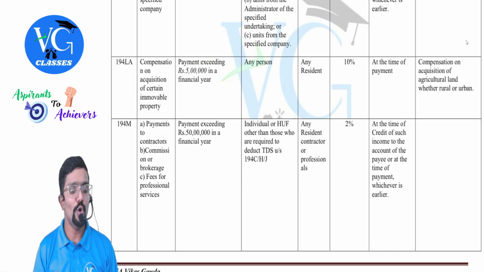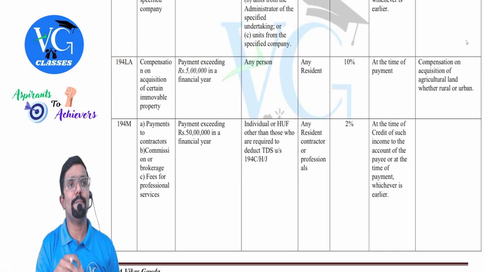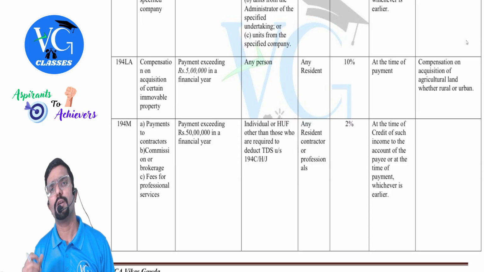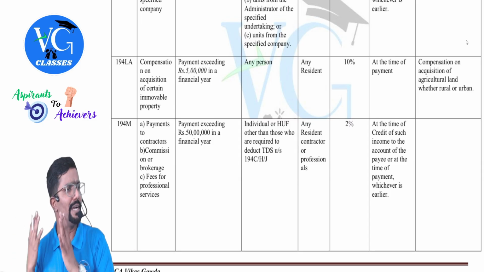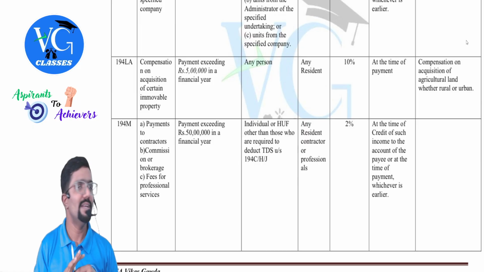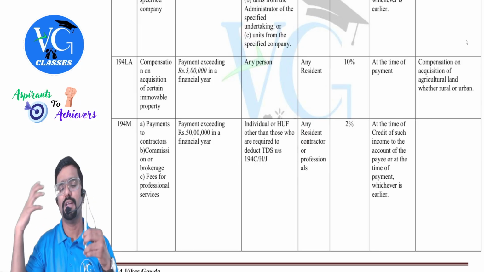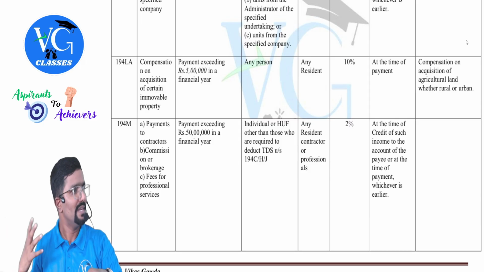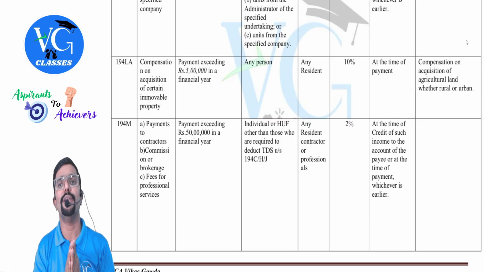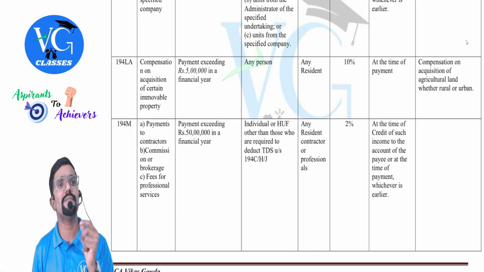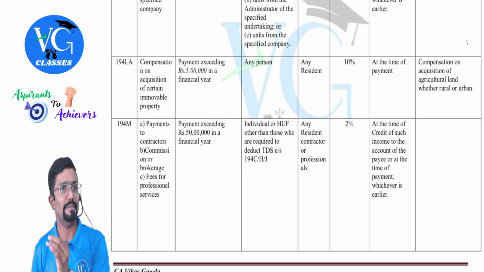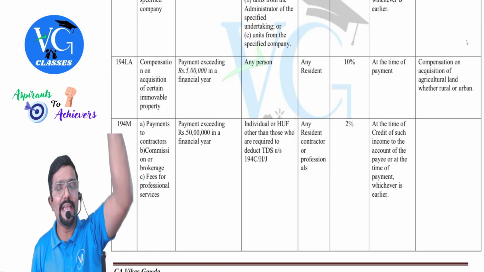Let us assume a local authority has compulsorily acquired my property. Local authority, in the sense, assume for Bangalore, it is BBMP. They have acquired my property for some reason, compulsorily. Whatever compensation they are paying me, they need to deduct TDS under which section? 194 LA. Okay? IA, LA.